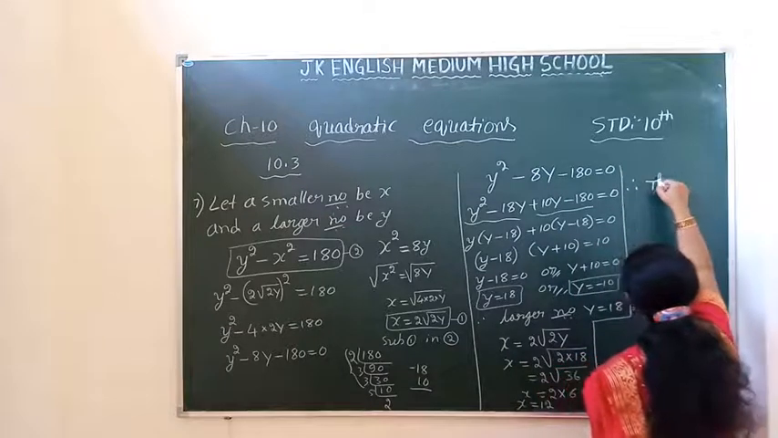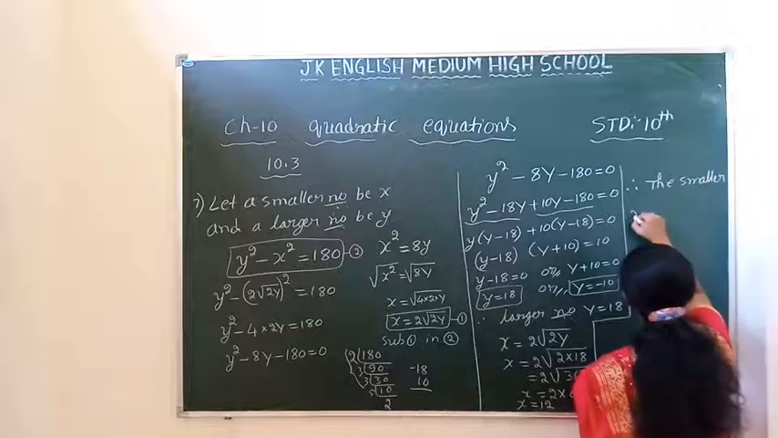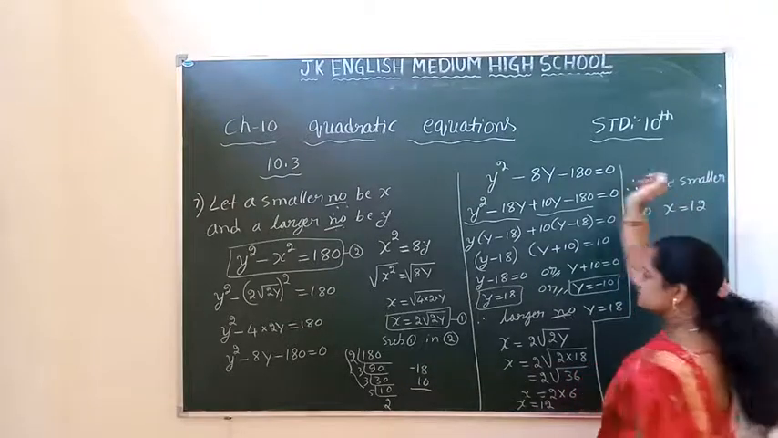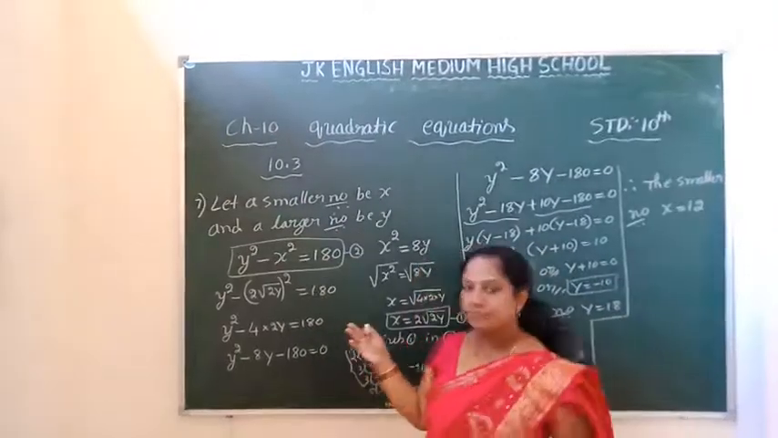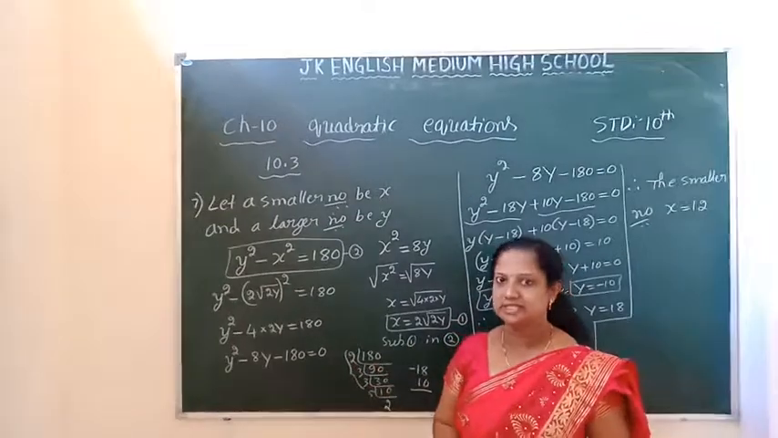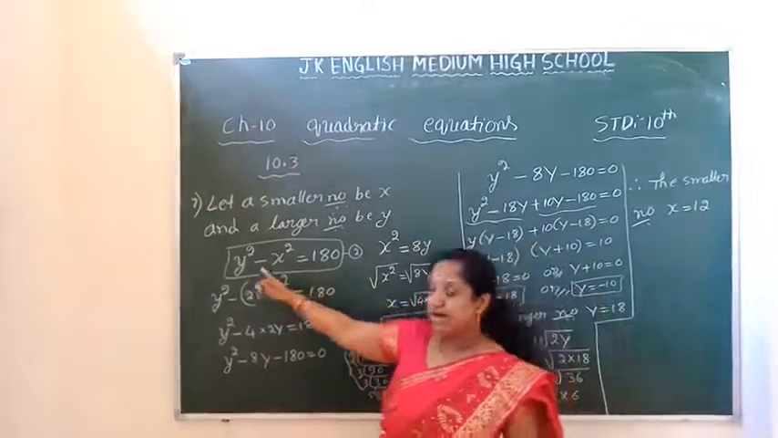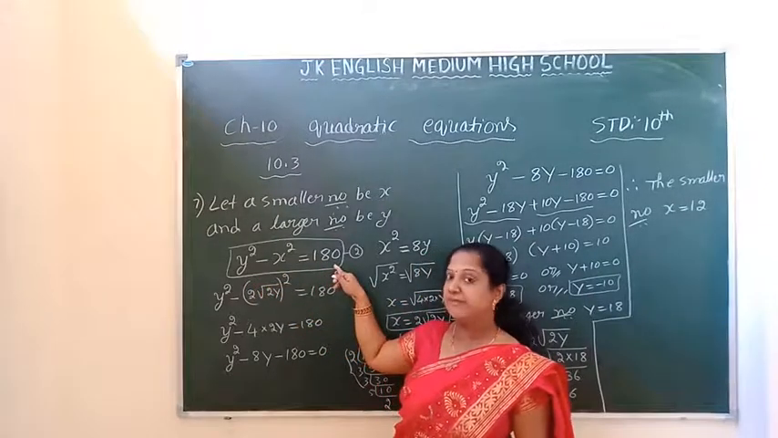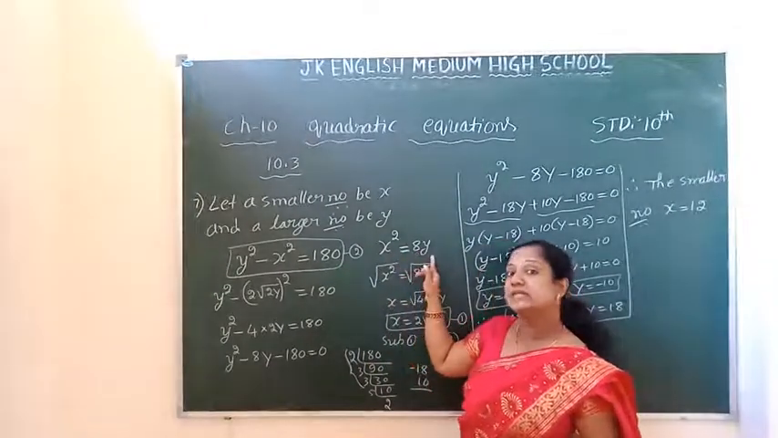Therefore, the smaller number, that is x, is equal to 12. In this manner, they told us to find those two numbers. Here, please remember, they give two conditions in the statement: the square of the difference of two numbers is equal to 180, and the square of the smaller number is equal to 8 times the larger number.